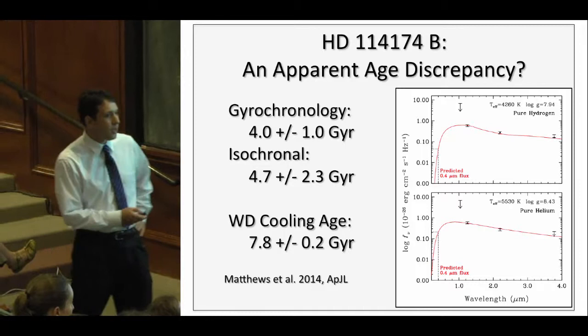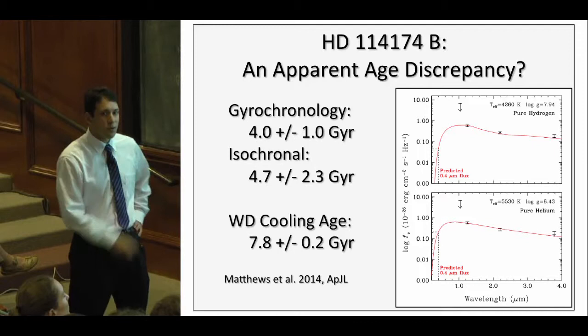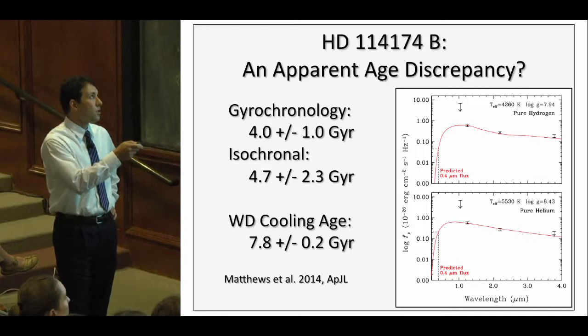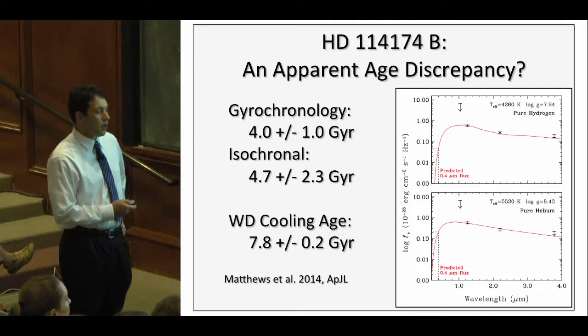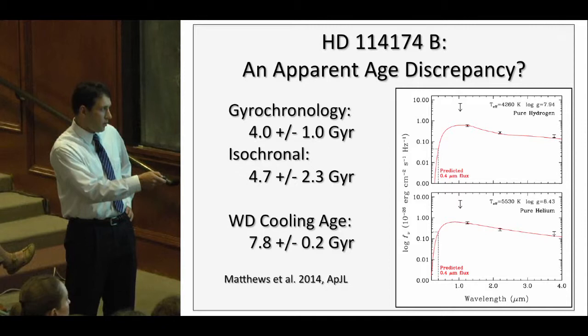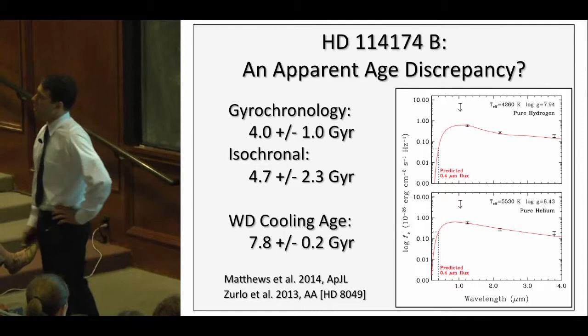And we find, looking at the cooling age, again, I'm just glossing over the details here, but the white dwarf cooling age appears to be, at the 2 sigma level, discrepant with the estimated age of the primary star. So this is still an outstanding mystery, and there are a few possible explanations, but we're not sure which one is correct yet, so this is still ongoing. I'll also mention that Zerlo et al. have also discovered, serendipitously, a companion around HD8049, which was a compact object. So we're finding these things by accident using radial velocity accelerations.